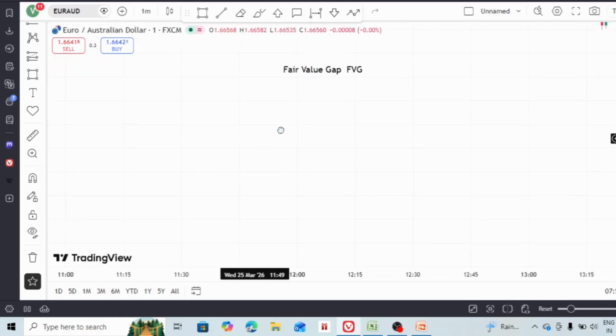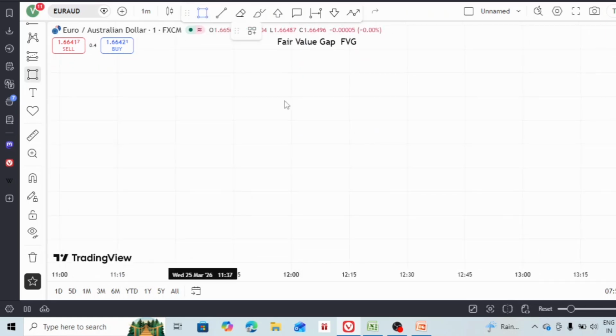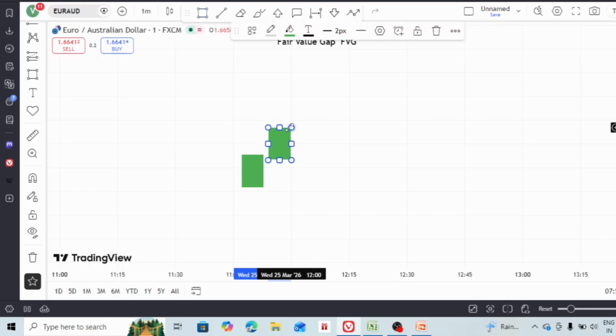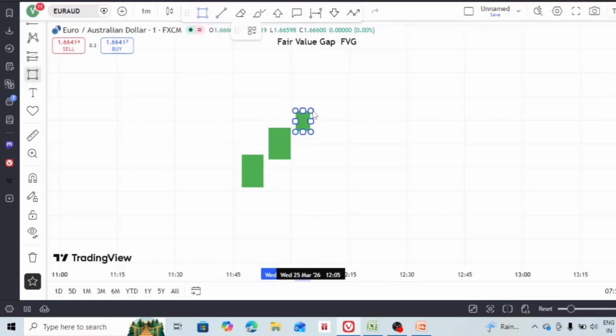So let me just draw the candles. It is basically three candles leaving a gap. Why are these fair value gaps important? They are important because the liquidity was not fully traded.